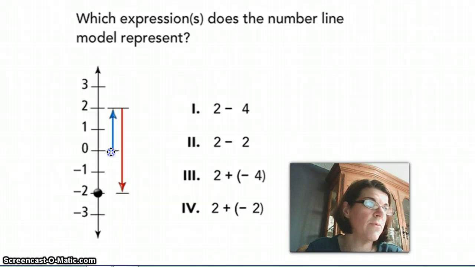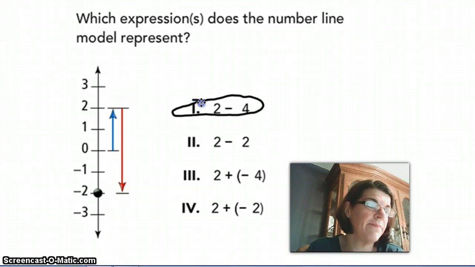Since the blue line is what we're starting with, we're starting at 2. So all of the choices are starting at 2, so that doesn't really affect any of the answers here. But we're taking away 4. We're going down 1, 2, 3, 4. So we have 2, and we're taking away 4. So that means choice 1 would be an expression that represents this diagram.